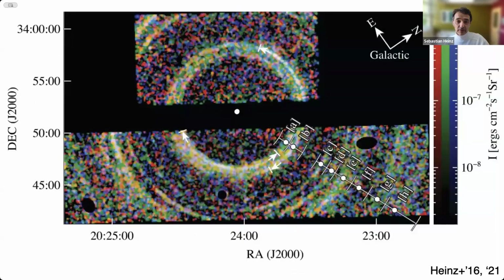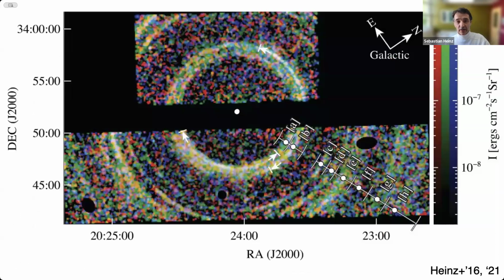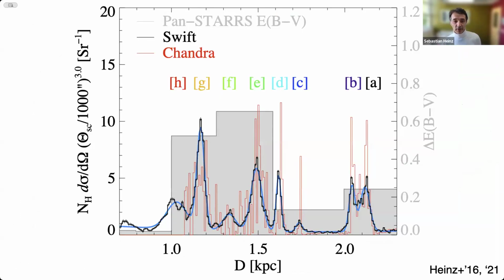Here's the Chandra observation of the same echo. Obviously, the field of view is limited, but you can see that the resolution makes a big difference. So here is Swift, here is Chandra, so the resolution, as I will show on the next slide, is actually very important if we want to do a good job of constraining where the dust is.